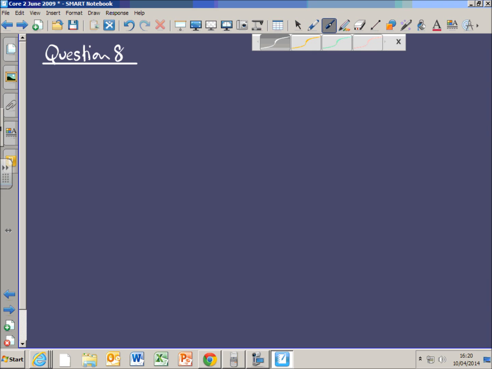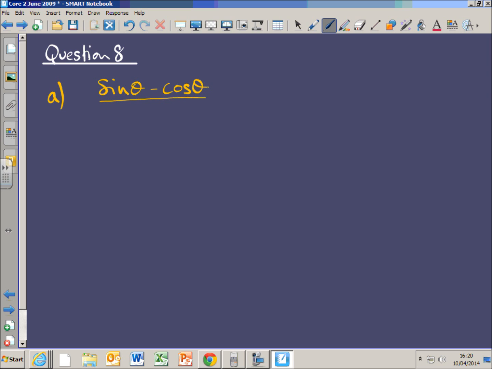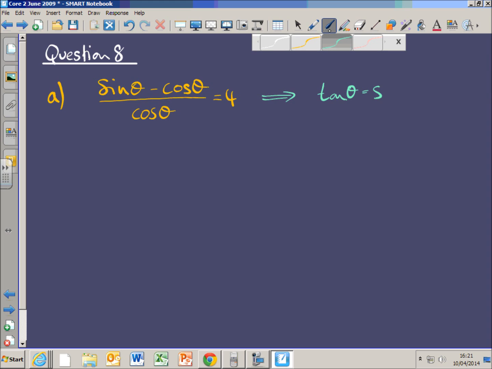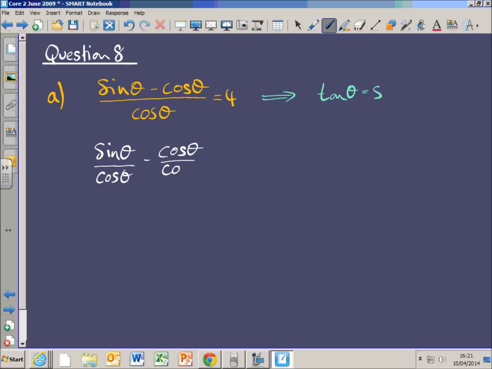This is question 8, and part A, just asking us to show that sine theta minus cos theta over cos theta equals 4 can be changed some way to tan theta equals 5. Okay. So all we do is split this into two fractions. So this is sine theta over cosine theta minus cosine theta over cosine theta equals 4. And this is sine theta over cosine theta minus 1 equals 4.